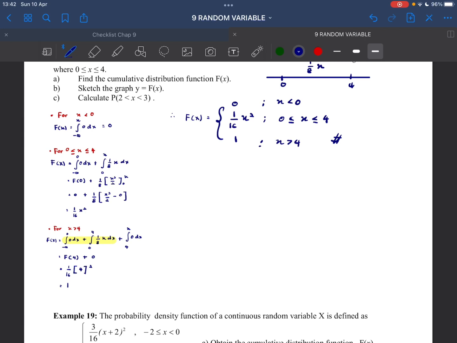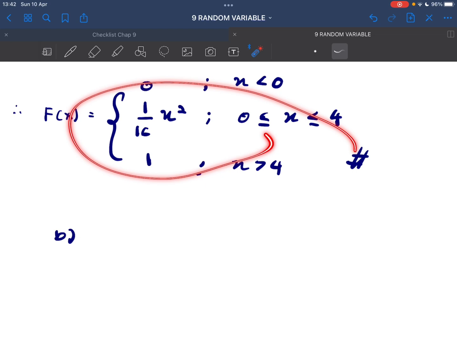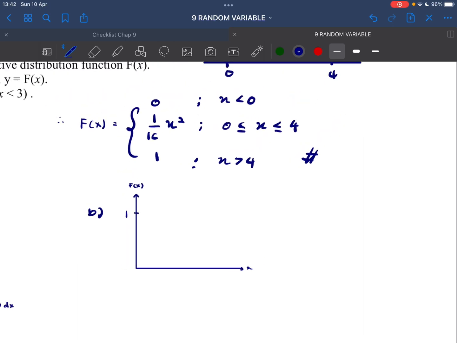So let's see question B. It asks us to sketch the graph of F(x), the graph of the CDF. So what we have to do is simply sketch the graph. We have x. This one is actually your F(x), and we write the function, where here we have 1, because we only have 1, and we have 0 to 4. So for x less than 0, your F(x) is equal to 0. So that will be 0 here. Okay, let's make it thicker. So this is x less than 0.